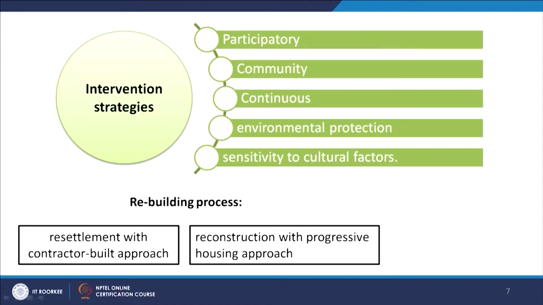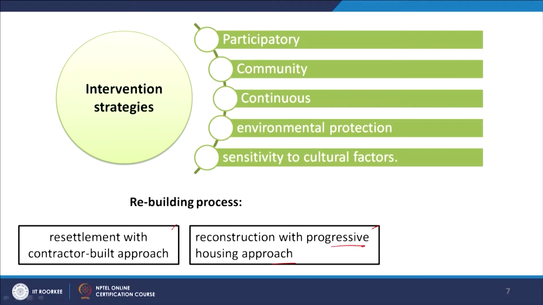Now this is how they came up with the various intervention strategies, and how the partnership of these Red Cross associations was brought together. They had 2 options: resettlement with the contractor built approach, and reconstruction with the progressive housing approach, and how they come together and make it a progressive approach.